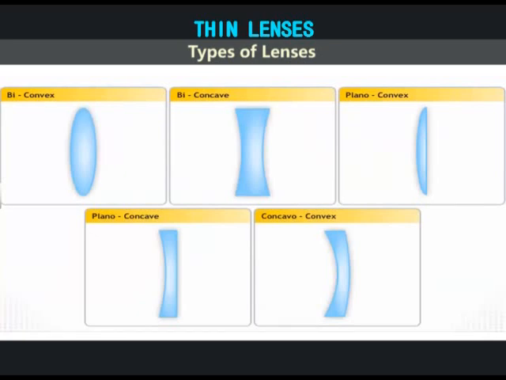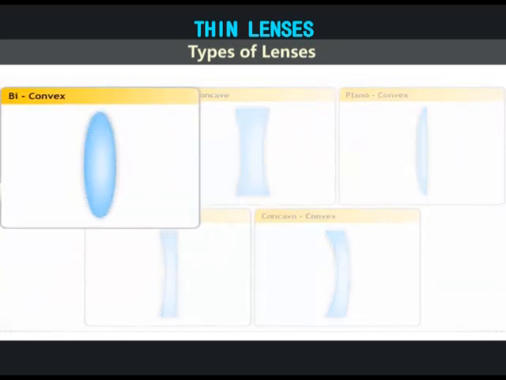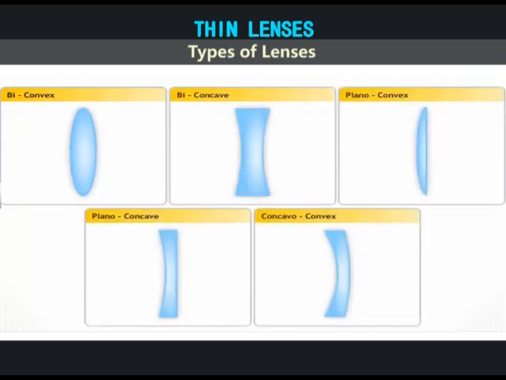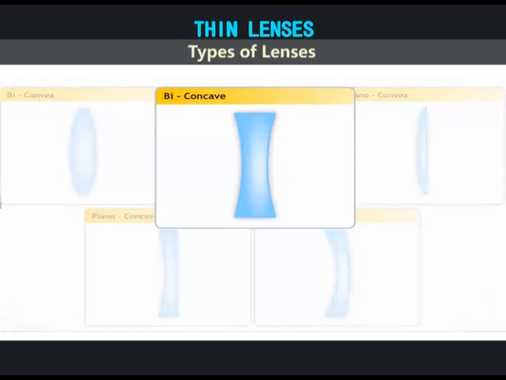Based on their shapes, lenses are of 5 types. A biconvex lens is one with a surface that is bulged outwards on both sides. It is generally referred to as a convex lens. A biconcave lens has 2 inward bent surfaces. It is generally referred to as a concave lens.